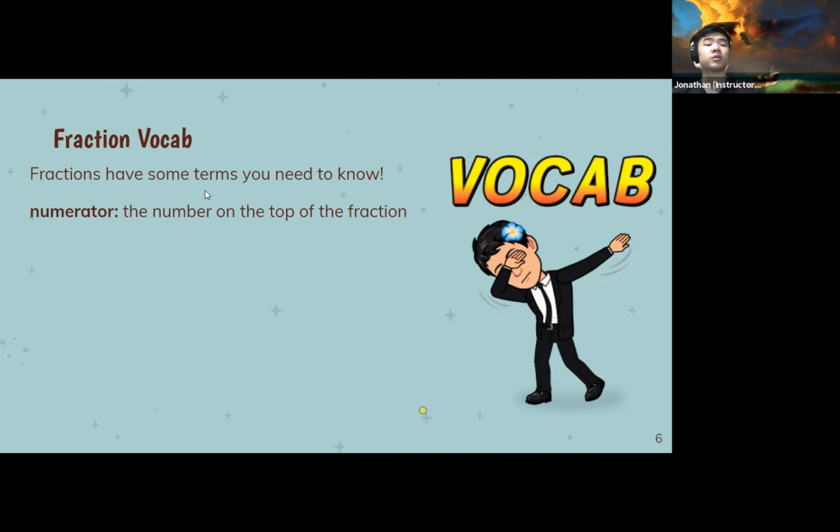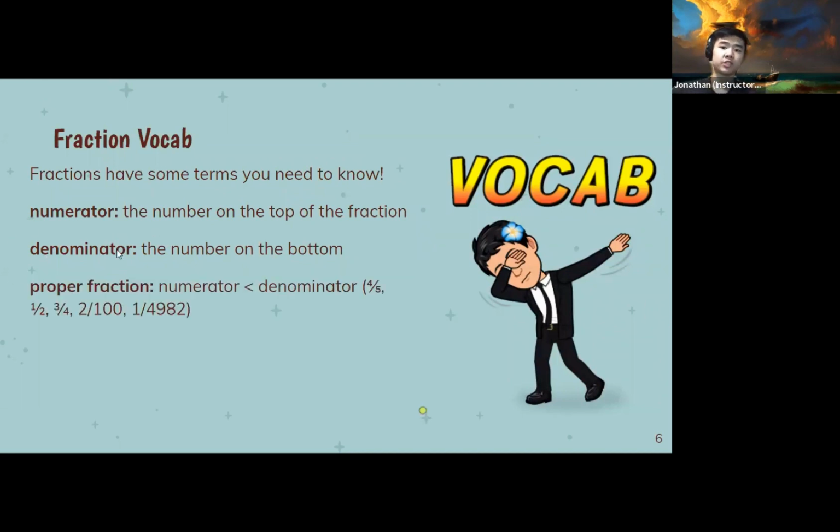Denominator, the number on the bottom. So let's say 1/2. If I have 1/2, the denominator is 2. If I have 13 over 69, the number on the bottom is 69. And of course, this word denominator is a very important word. So hopefully you will know this word.